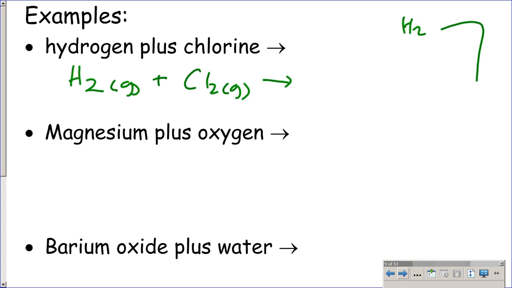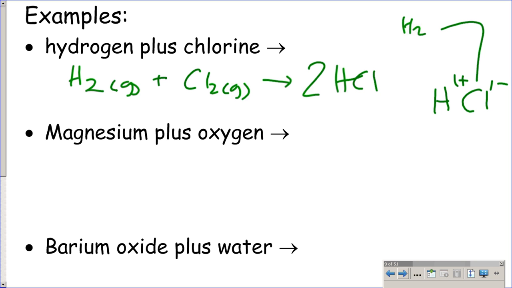2 is a coefficient, HCl. So what you did in your head was you said H and Cl come together, and then in your head as well, you're like, oh, H has a 1+ charge, chlorine has a 1- charge, makes HCl. That's what you did in your head, yeah? Okay, and you went ahead and balanced because you had 2 of them, so you needed 2 of those. Coolio. All right, magnesium plus oxygen.